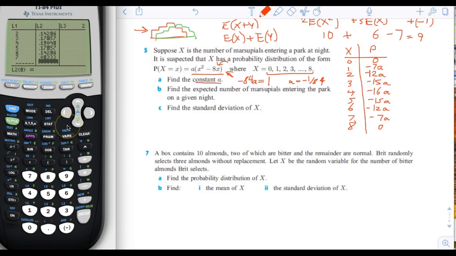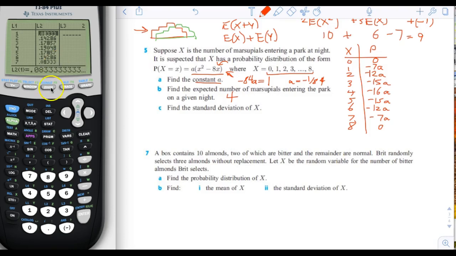Okay, and then I'm going to do stat calc, 1 var stats, L1, L2, calculate, and that gives me the expected value of marsupials would be 4. It's exactly 4. That makes sense, right? I mean, now I feel kind of dumb because if you look at the distribution, it's symmetrical and it's centered at 4. So of course the mean, the expected number of marsupials, is 4.